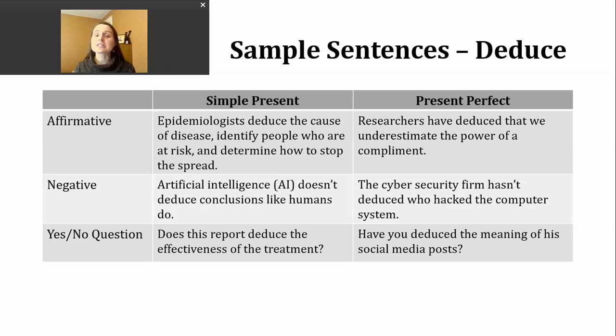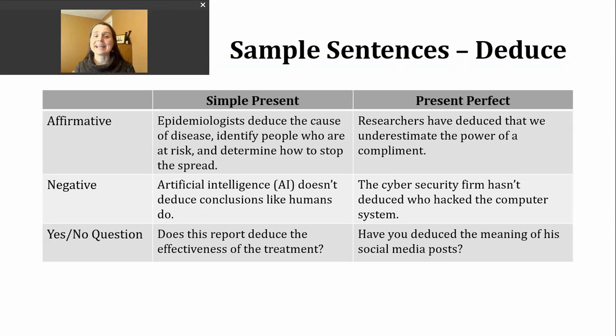Epidemiologists deduce the cause of disease, identify people who are at risk, and determine how to stop the spread. So this is a type of scientist, and it's describing sort of their job responsibilities, their duties. And notice, because it's plural, our subject is like they, so I'm referring to more than one, so I didn't add that S to the end of the verb. But if I had just been talking about a single person, then I would have put an S there.